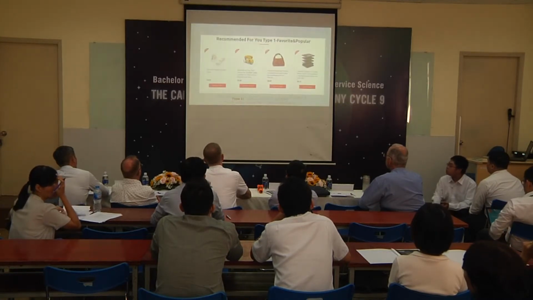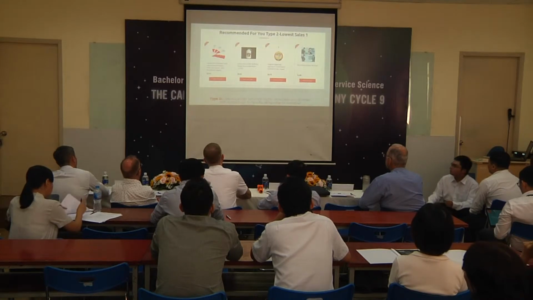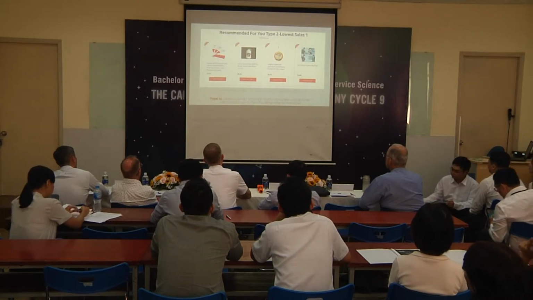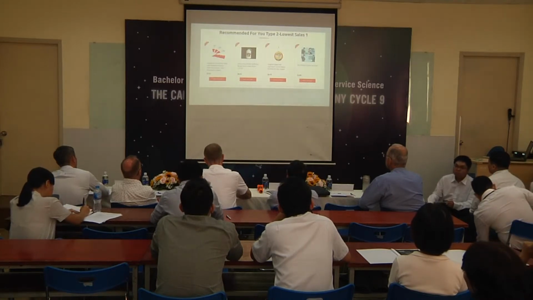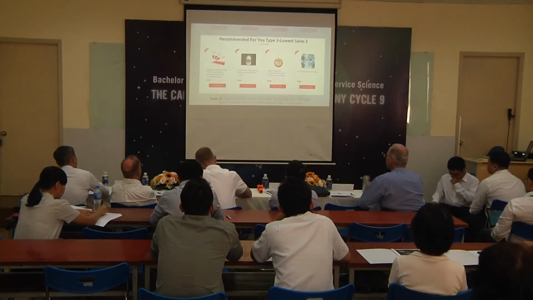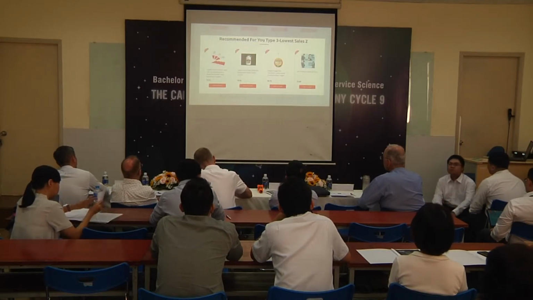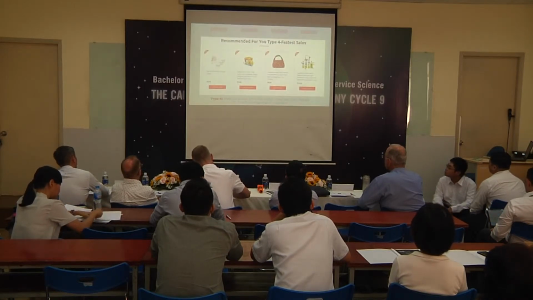Type 1, recommended 10 products in 5 favorite categories of the customer. Type 2, recommended products which have been sold slowest in 5 favorite categories of the customer. Type 3, recommended products which have been sold slowest but the customer has never bought them in 5 favorite categories of the customer. Type 4, recommended products which have been sold fastest in 5 favorite categories of the customer.